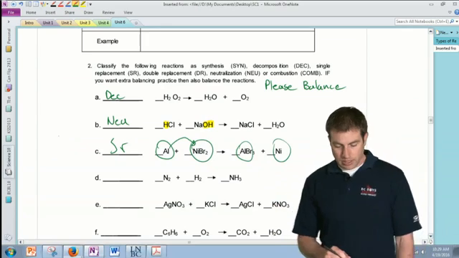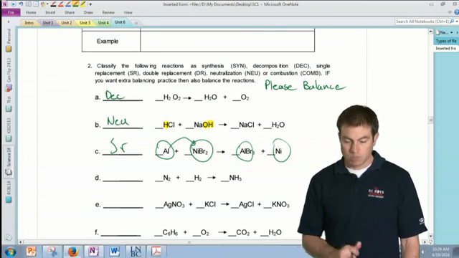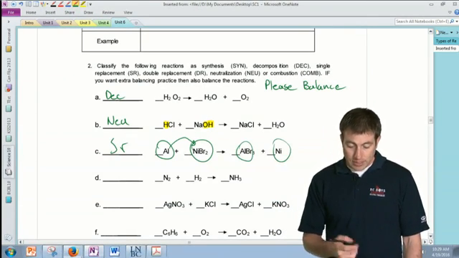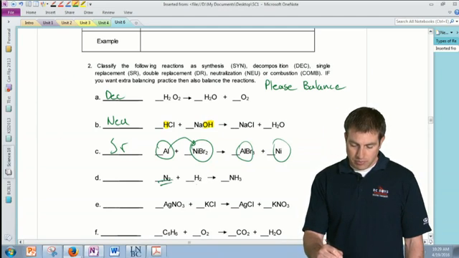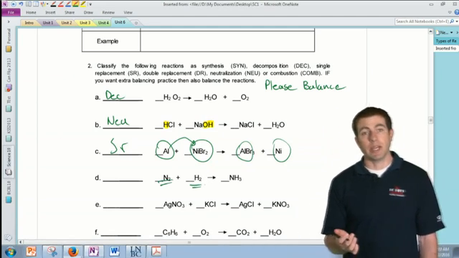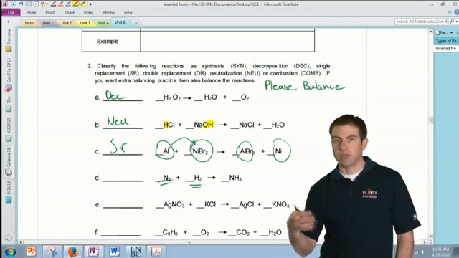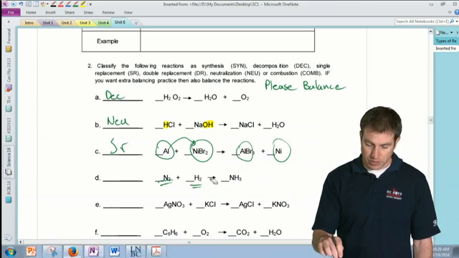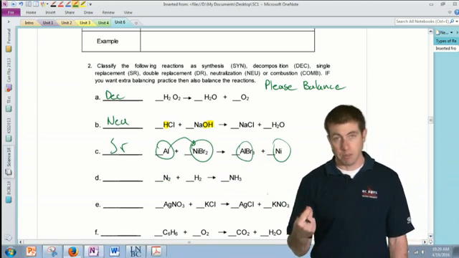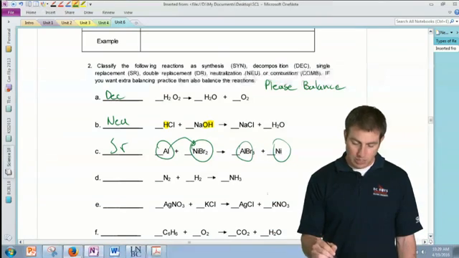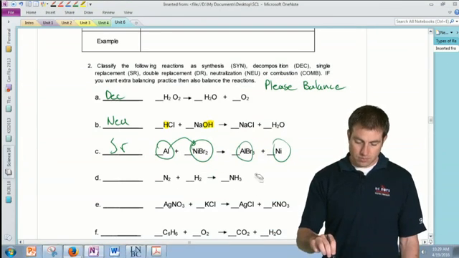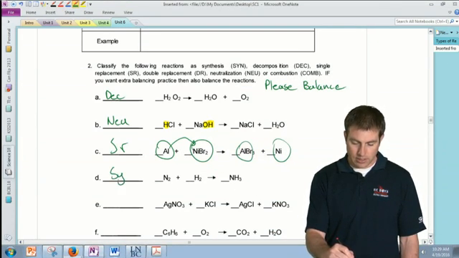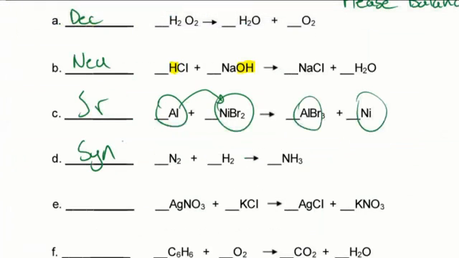Let's do letter D, and then I'll leave the rest for you guys to do later on. Letter D, we have nitrogen and hydrogen. These are 2 diatomic elements when they exist by themselves, N2 and H2. And then those are combining together to give us NH3. So we have 2 individual elements combining to give us a compound. Anytime we end with one thing, we know we've had a synthesis reaction. We're synthesizing 2 elements together to give us a compound.